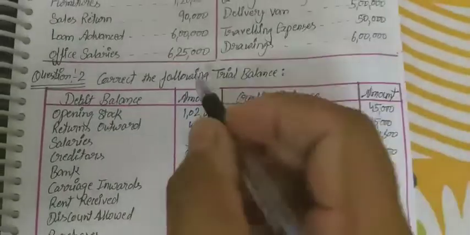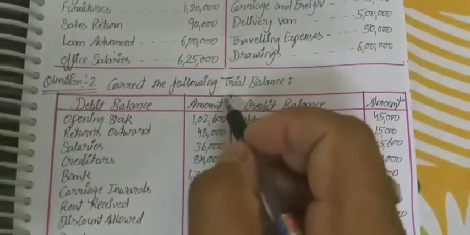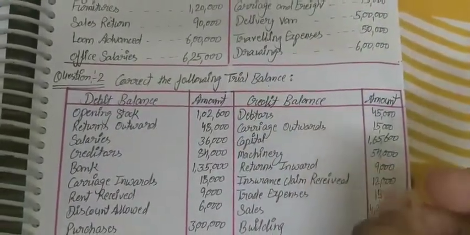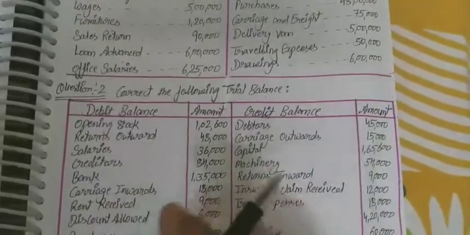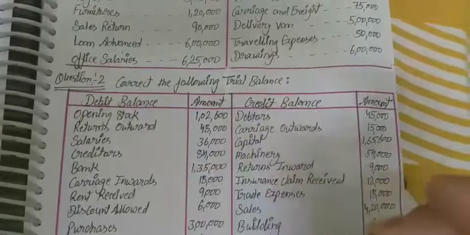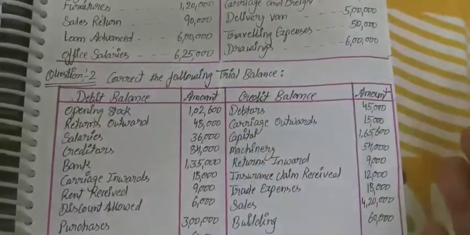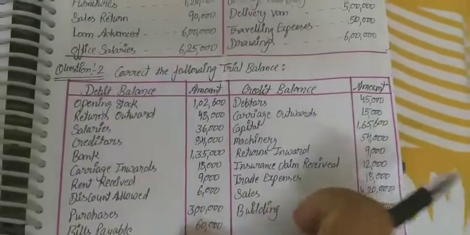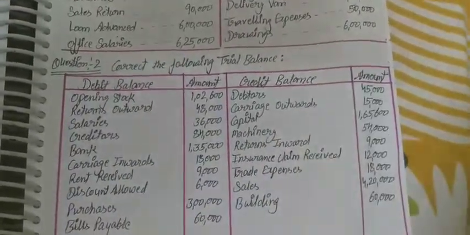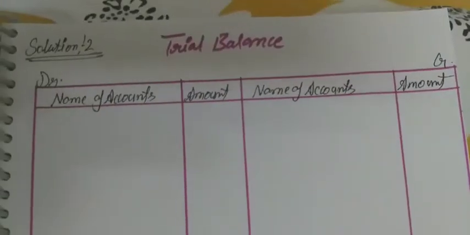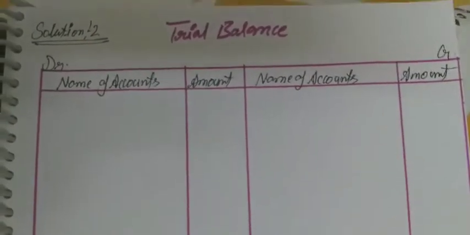Okay, so now after all, we have to correct this trial balance. The correct balances of the debit side we have to record on the debit side, and the balances of the credit side accounts we have to record on the credit side. So students, let's see, first we need to prepare the format and then we have to record the transactions. Let's see the format, students.